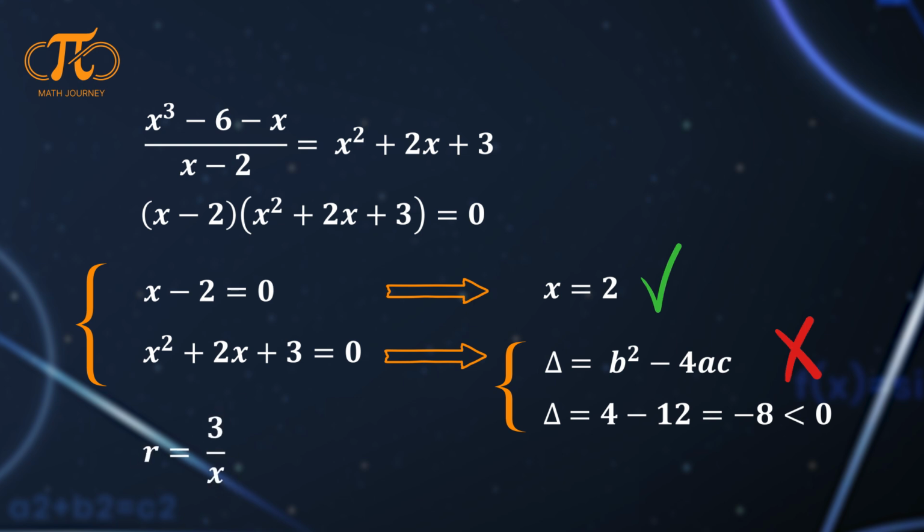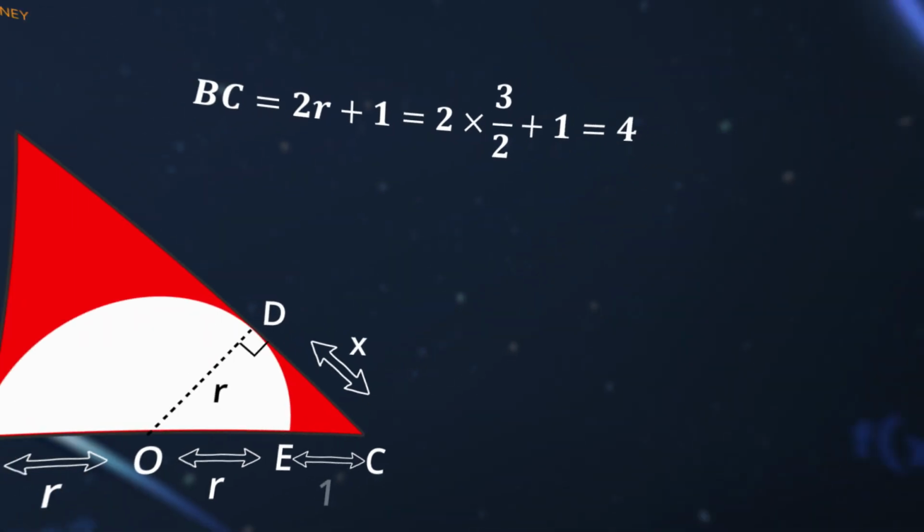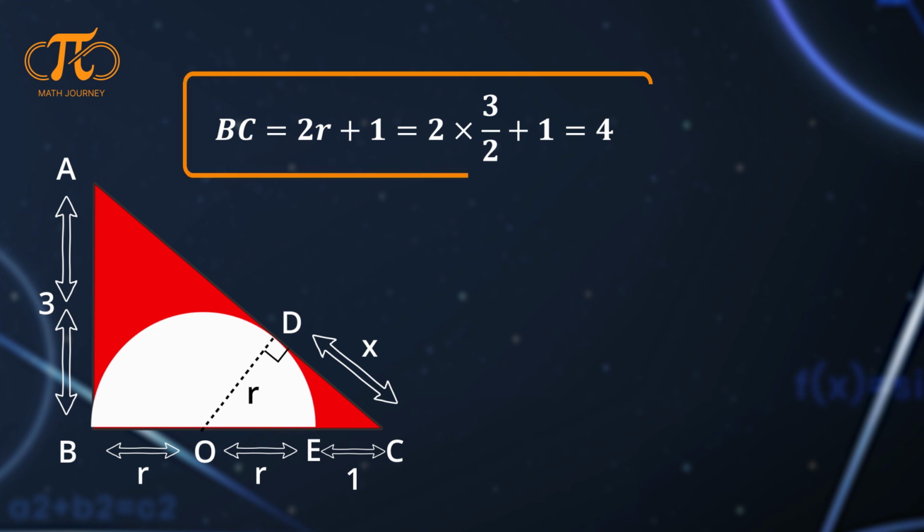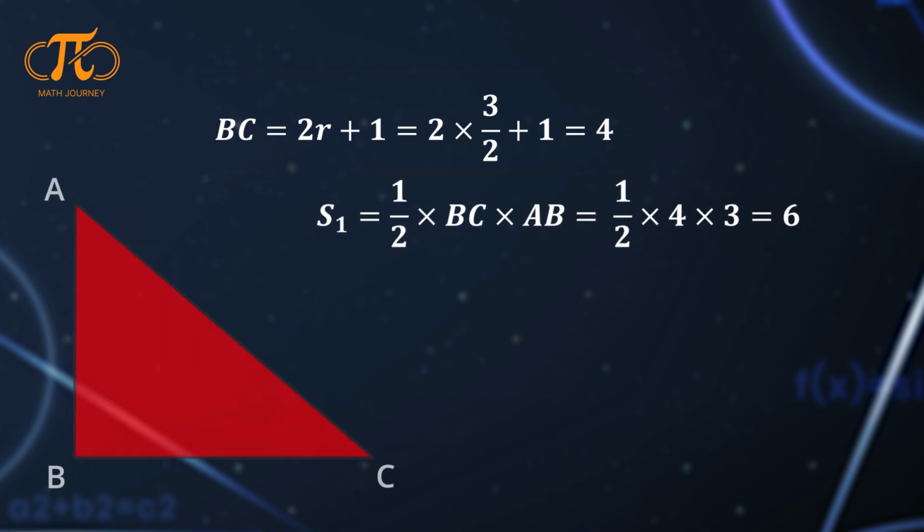Now, with x equals 2, we can use our second equation, r = 3/x, to find that r equals 3/2. Great, we've got everything we need to calculate the areas. Let's start with the area of triangle ABC. Since the base BC equals 2 times 3/2 plus 1, which simplifies to 4, we have the area of triangle ABC as 1/2 times 4 times 3, which equals 6.